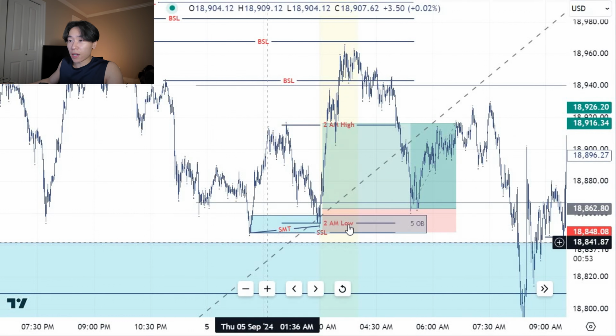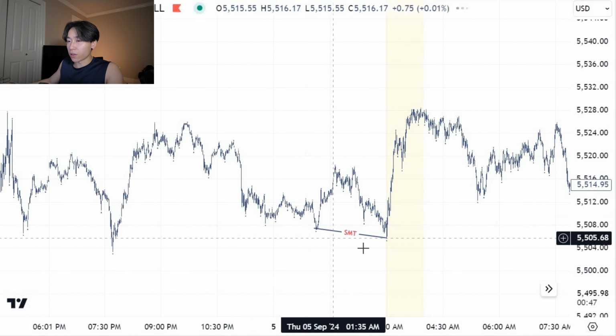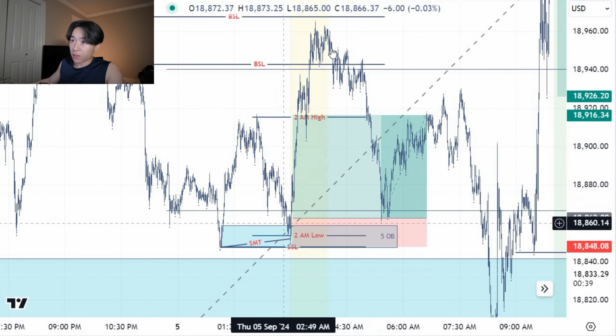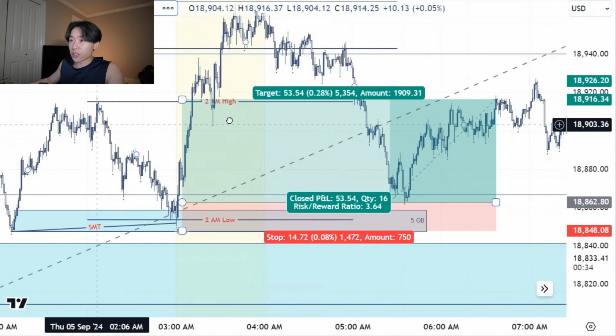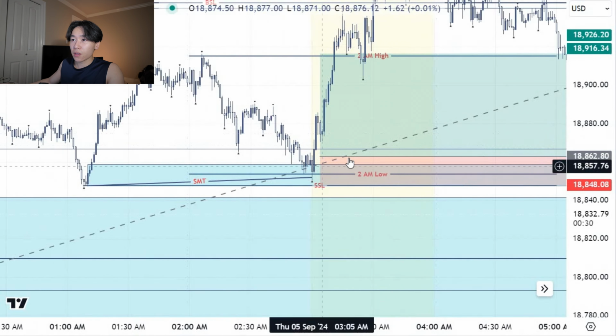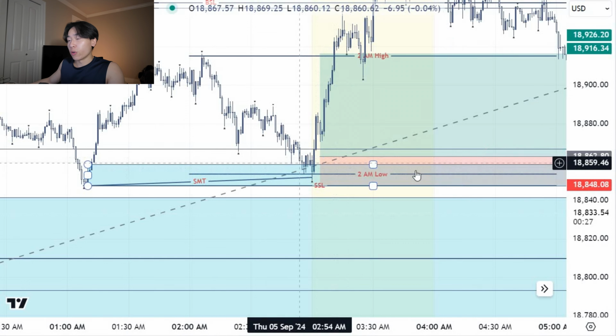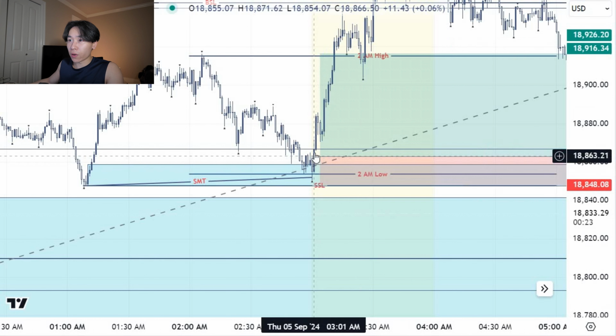So SMT on NAS 100, and then S&P 500, we have the SMT right here. And basically, price did continue on without me, but I decided to leave a limit order. So actually, this was the initial entry. Price swept 2 a.m. low, SMTs formed, rejection off the 5-minute order block, and there was a little fair value gap right over here.